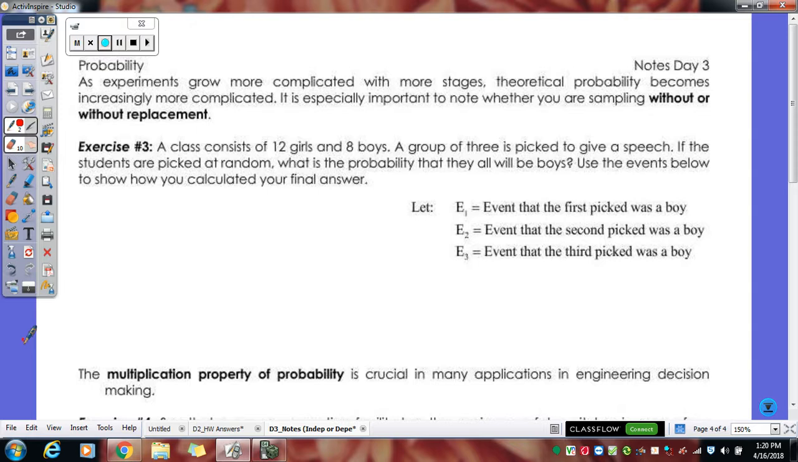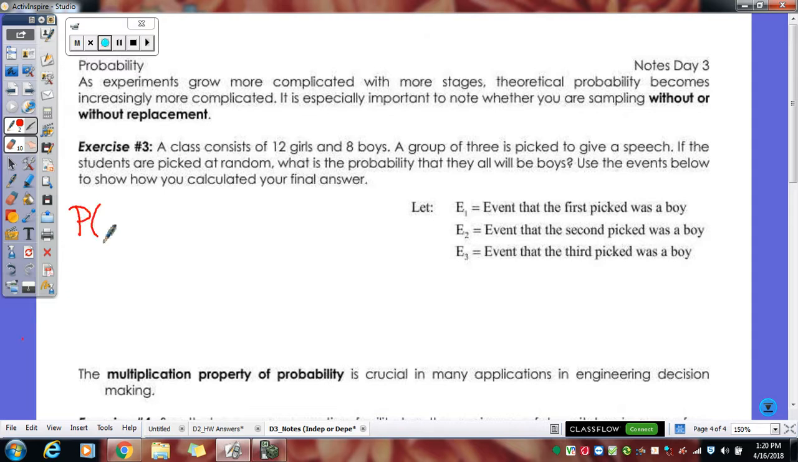So experiments do grow more complicated, especially when you start throwing without replacements in there. You have to keep in mind that the number you're choosing from decreases. So let's look at exercise 3. A class consists of 12 girls and 8 boys. A group of 3 is picked to give a speech. If the students are picked at random, what is the probability that all boys will be picked? So use the events below to show you how you find your calculator.